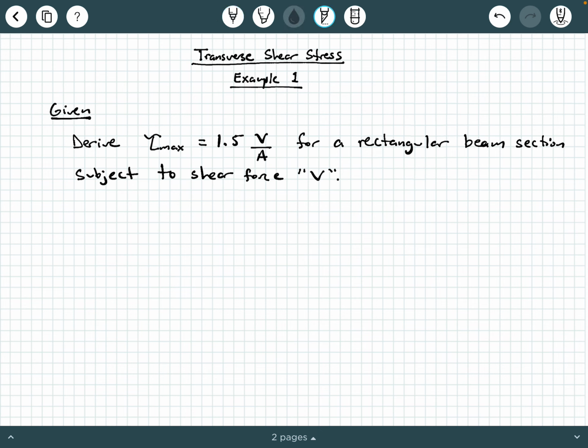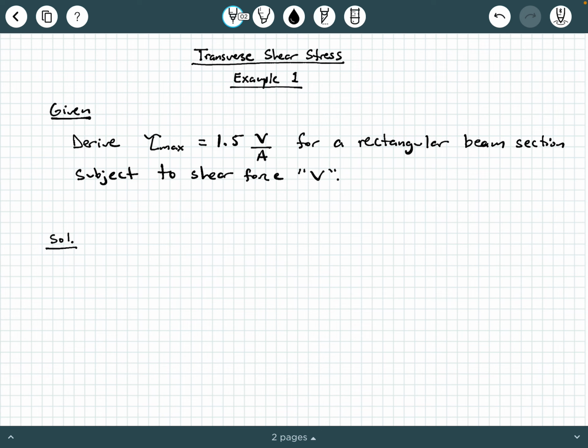In the given information, we're being asked to derive the formula tau max equals 1.5 V over A for a rectangular beam section subject to shear force V. So it's a pretty simple set of directions, but we need to understand what is going on here.